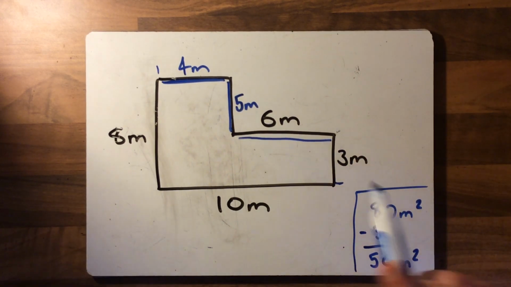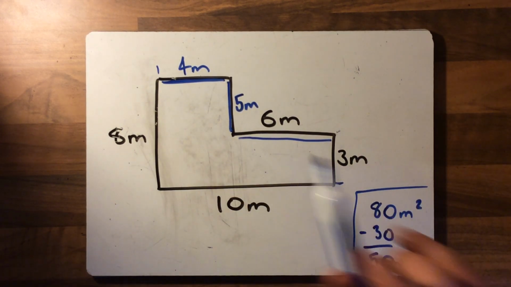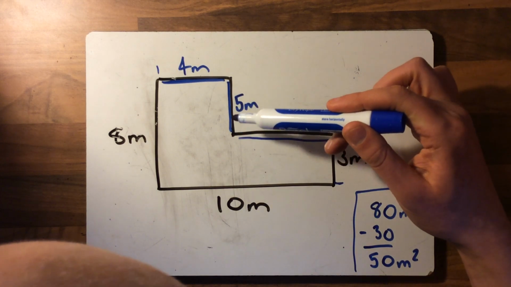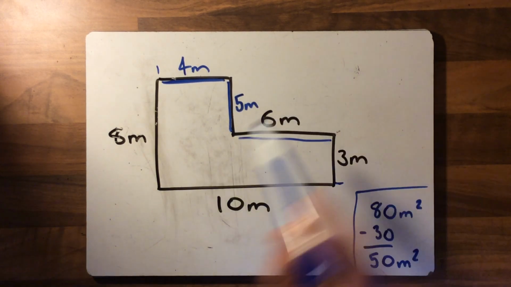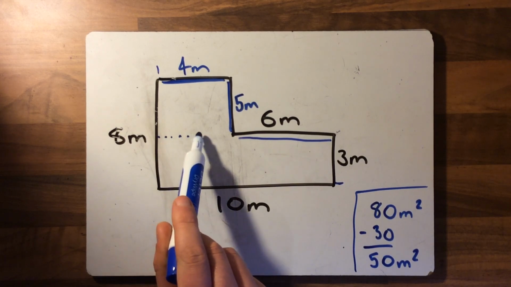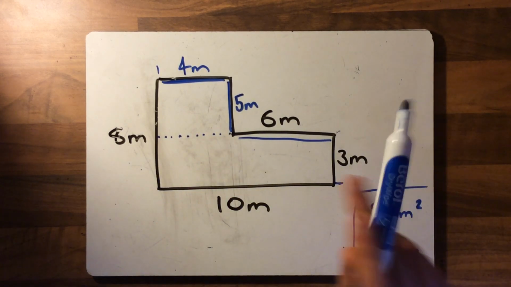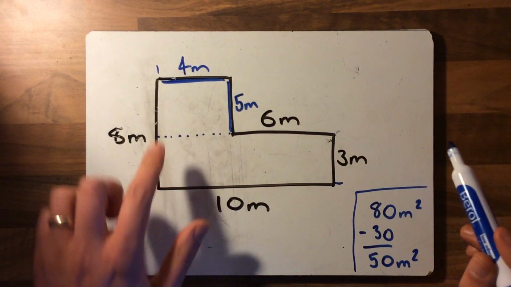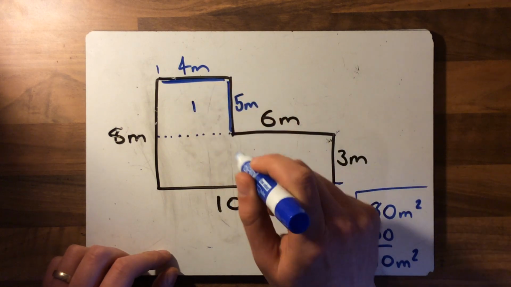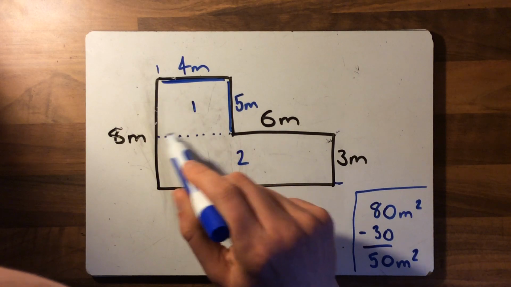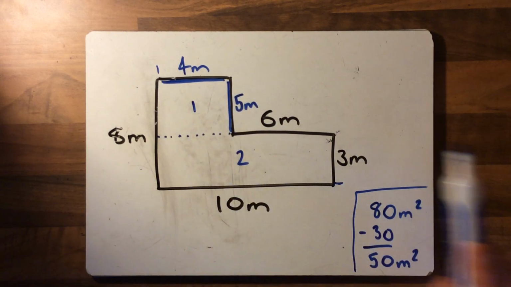Another way you can do this is by splitting this shape up into two rectangles. That's another way that you can do this. So if I was to split this shape up, I'll split it across this way. If I've split my shape up there, I'll just rub this line off that I did earlier. I've split my shape up there into two rectangles. Rectangle 1, rectangle 2.